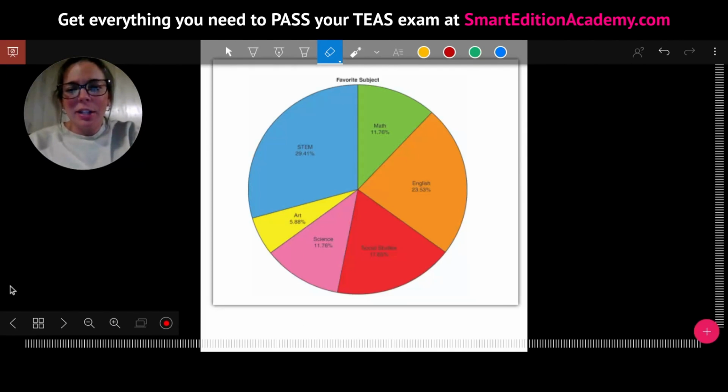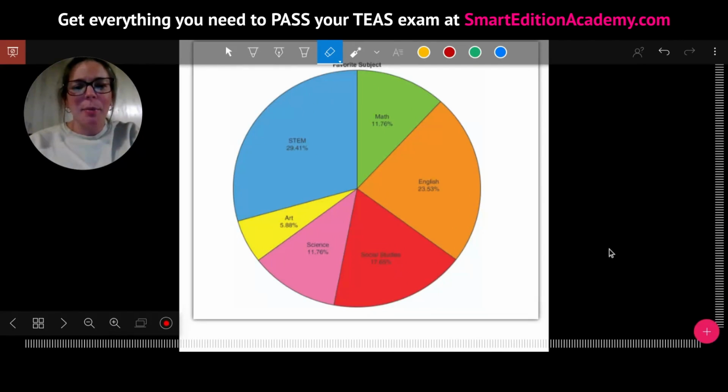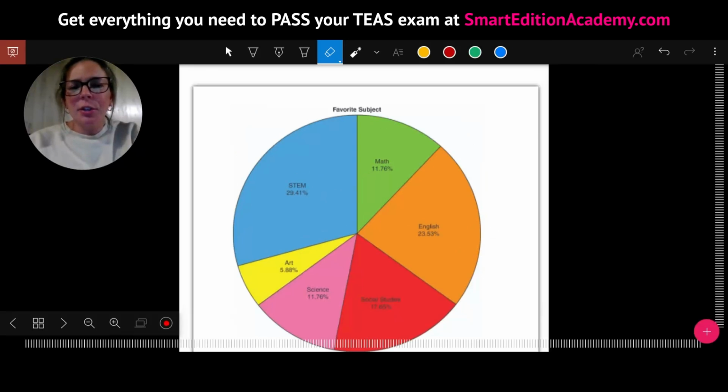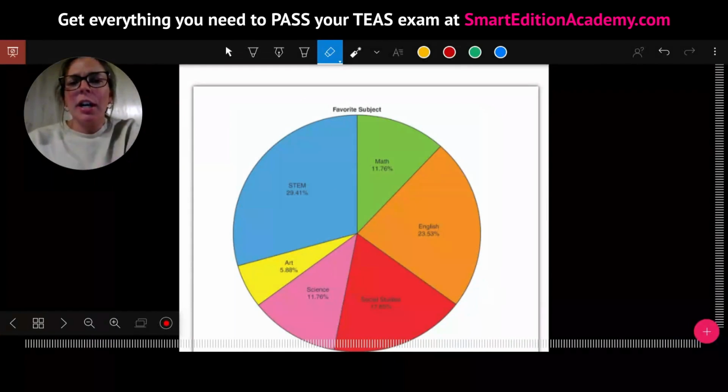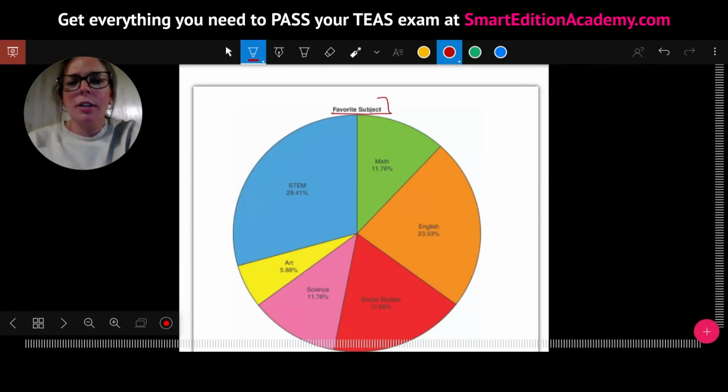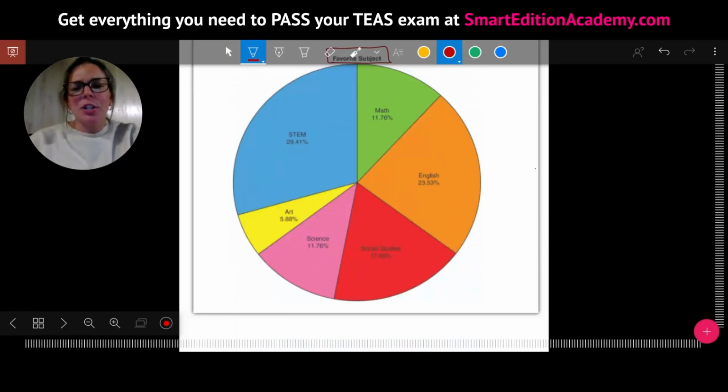All right, now let's look at a circle graph example. So this circle graph shows us favorite subject. So our title here, favorite subject, is what this pie graph or the circle graph is about. And then I have all of my different percentages here.